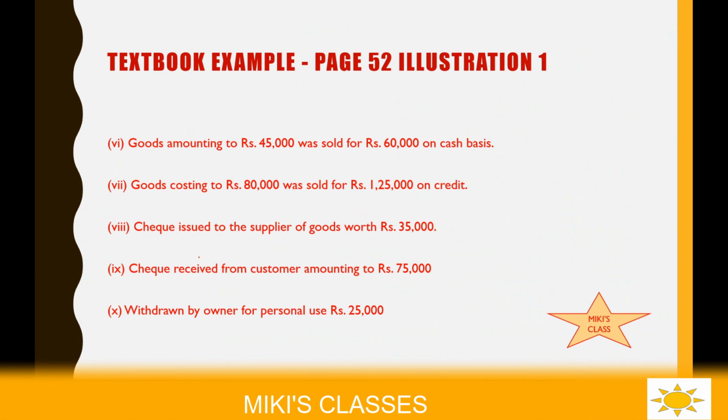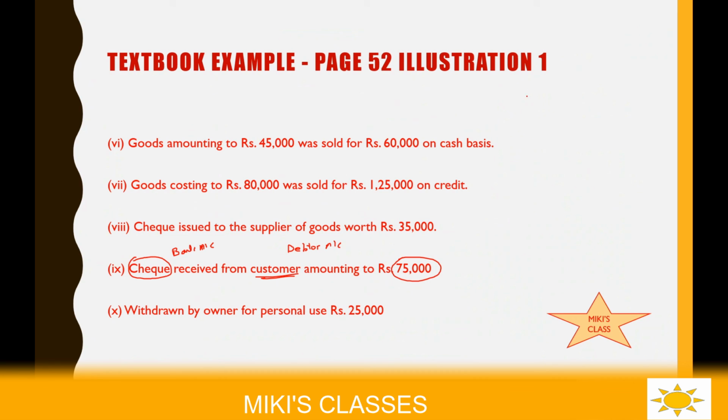Now, check received from customer amounting to 75,000. Check received. So which is the account which will be involved? Bank account, correct. Received from customer. So earlier you had sold some stuff. Now you got the payment from that customer. The customer was a debtor earlier, right? You don't know the name. It's not required. 75,000. What will be the journal entry?